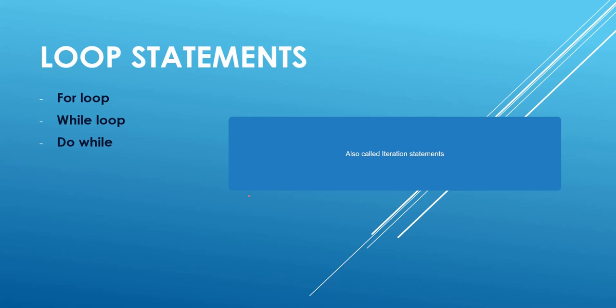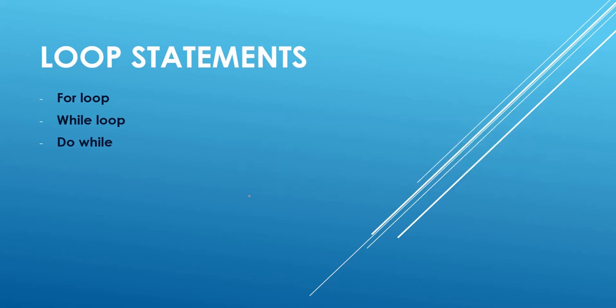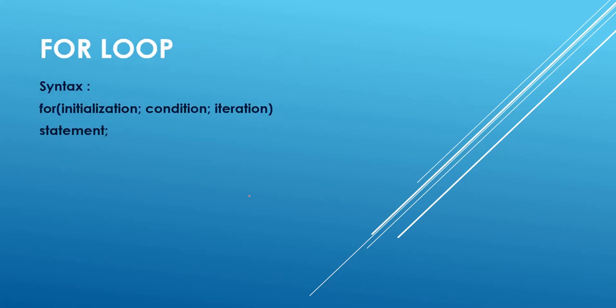So Java supplies three different types of loop statements. These statements are used to iterate over a set of instructions until a termination condition is met. So how do you implement these loop statements? For loop. The general form of this for loop is for initialization, condition, and iteration.